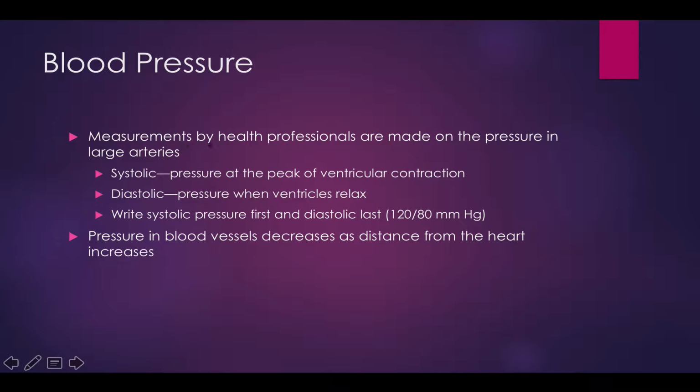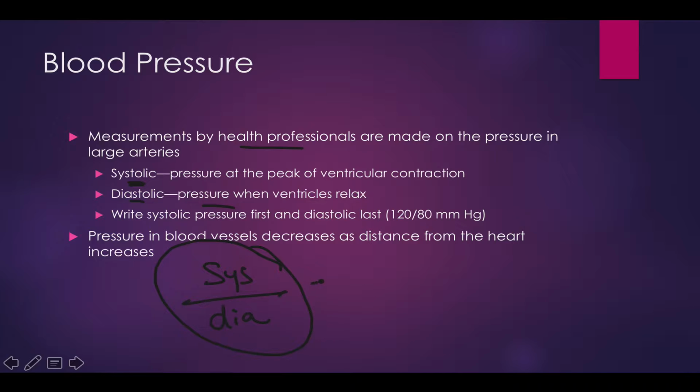So then we get into blood pressure. So blood pressure is a measurement by a health professional, and they're made based on the pressure that is occurring in the arteries. Blood pressure is going to be measured using two different numbers. The first number is the systolic number. This is the pressure that's at the peak of ventricular contraction. Your diastolic number is the pressure in which your ventricles are relaxed. So in order to determine your blood pressure, it'll be your systolic number over your diastolic number.